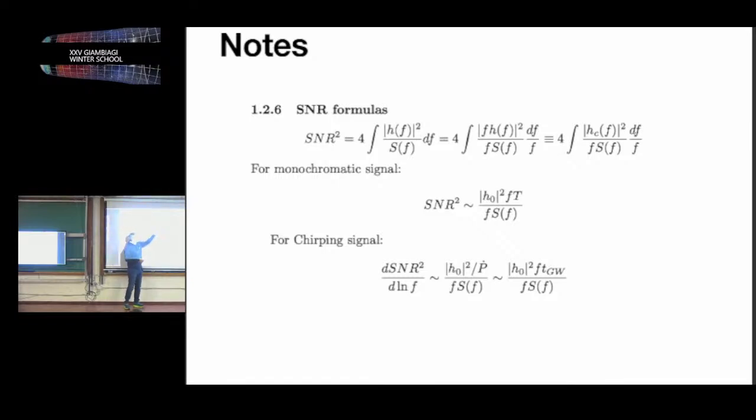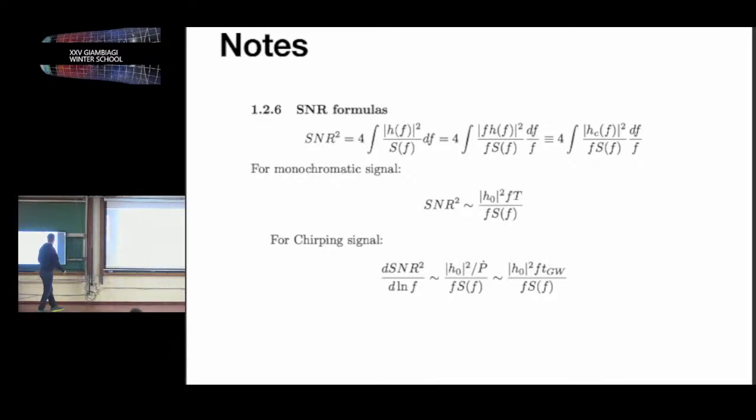But this f times S of f is the square of the typical gravitational wave signal that you would think is there even if there's nothing there, okay, from the noise of the measurement, okay? And this is the actual signal that is there, okay? Any other question? Yeah?